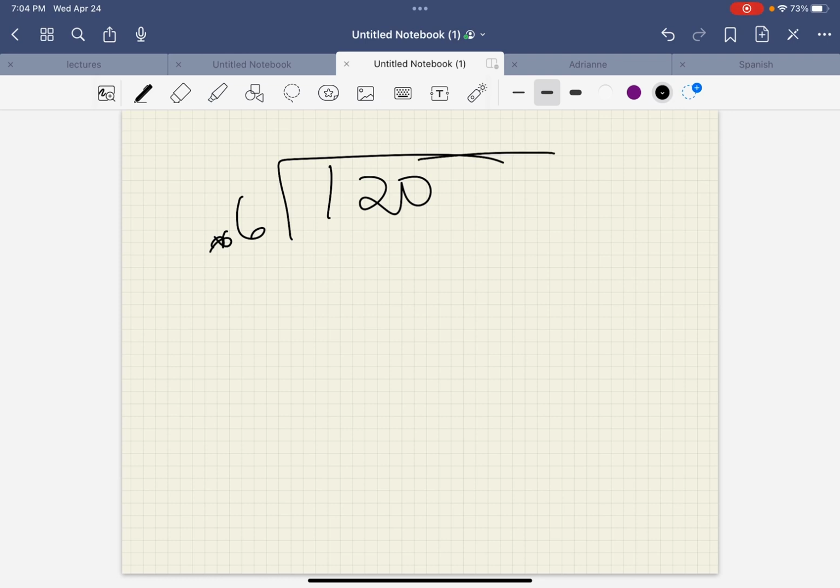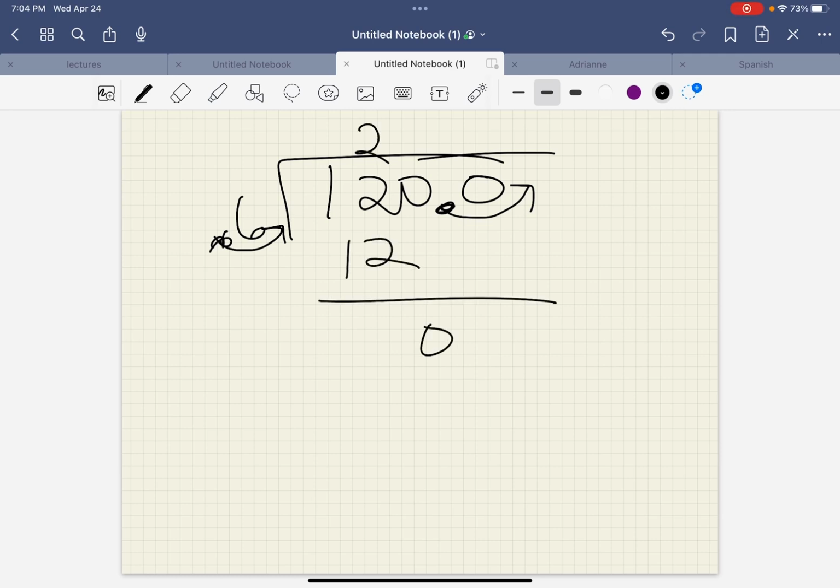Remember, the decimal's always at the end if there isn't one. So add a 0, move this one over once, move this one over once. 6 goes into 12 how many times? 2. And then we bring down a 0, bring down the other 0, because that goes right here. So the original price was $200.